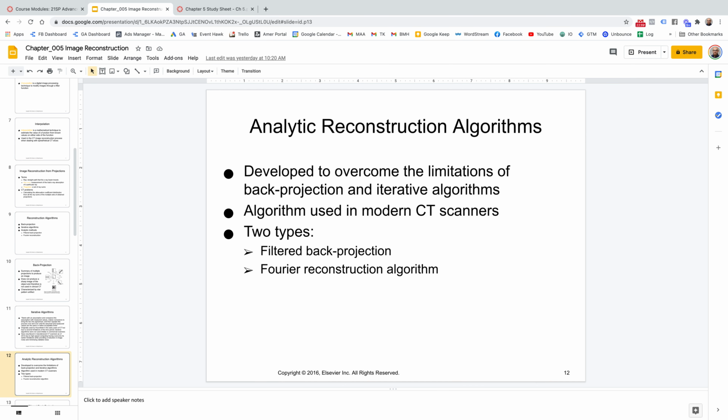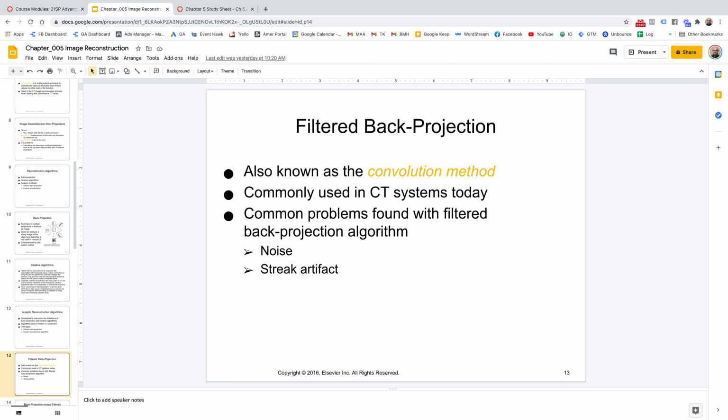So what do we use? We talk about back projection, we talked about iterative algorithms. What's used mainly is filtered back projection. Not back projection, filtered back projection. It's also known as the convolution method. What does convolution mean? Remember we said convolution means filter, right? So filtered back projection is also known as a convolution method.